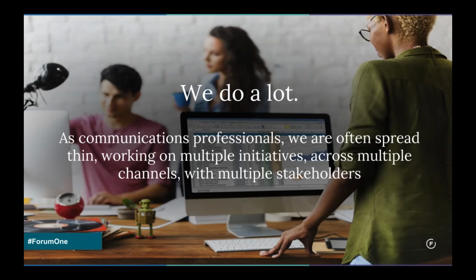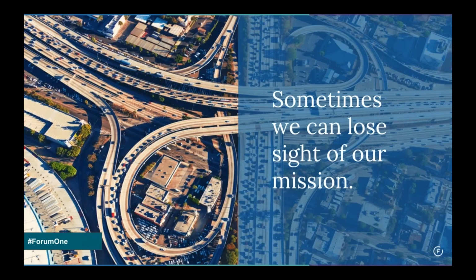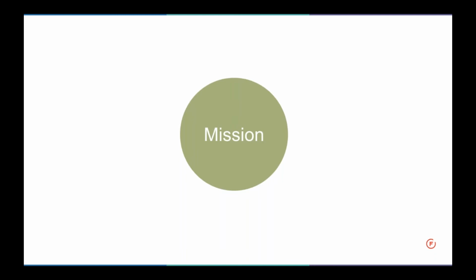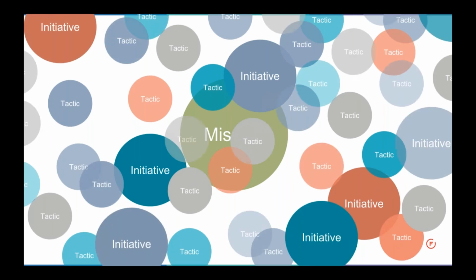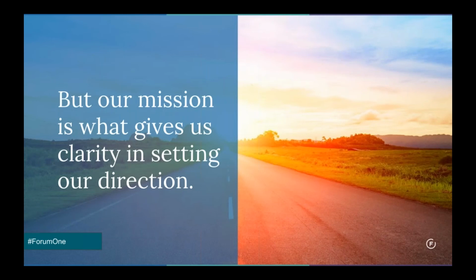But at the end of the day, we do a lot. As communication professionals, we're spread thin and we're working on multiple initiatives across multiple channels, with lots of stakeholders, and not always working in the same direction. So sometimes it's easy to lose sight of our mission. We start off with our mission, and we've got some tactics, we've got our initiatives, and eventually it just gets piled up and piled up and piled up, and it's easy to lose sight of what we're trying to get after. But at the end of the day, like we started with, it's our mission that brings clarity and drives our direction. So why do we need these KPIs?